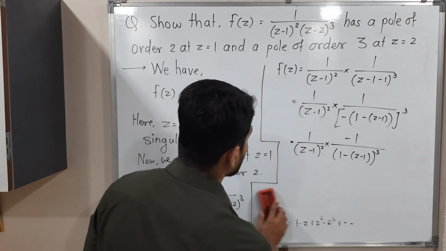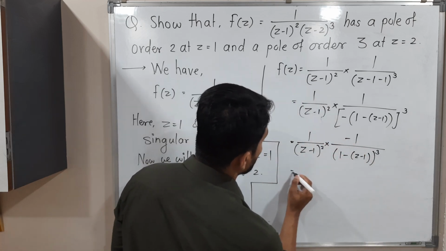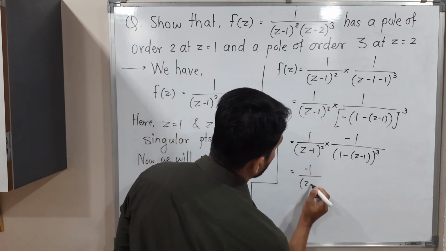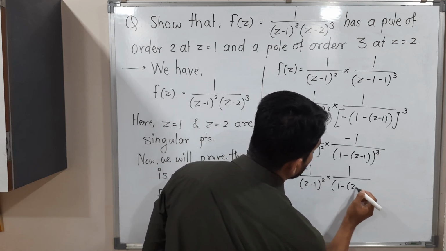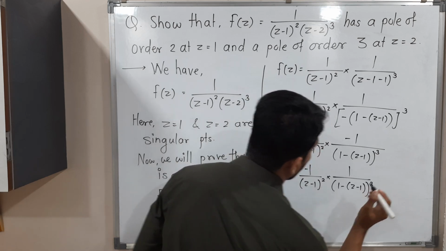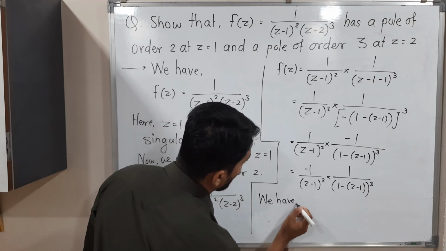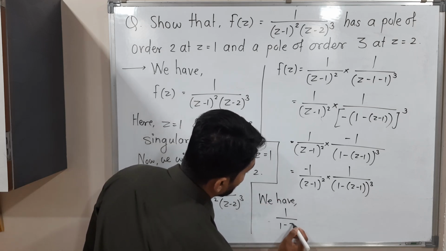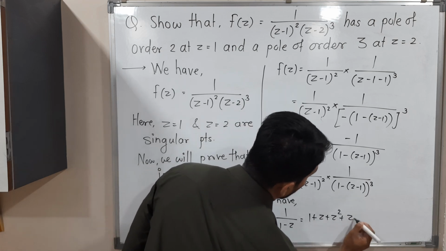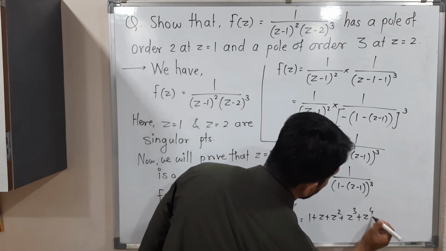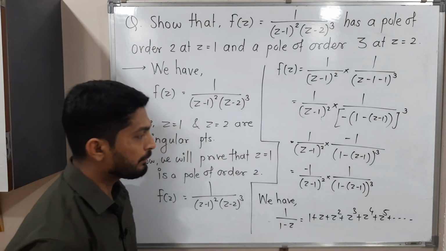Just a minute. Before that, I will take the minus sign here. So minus 1 upon (z minus 1) square into 1 upon (1 minus (z minus 1)) cube. What is the basic series we have? Let me write. We have 1 upon 1 minus z equals 1 plus z plus z square plus z cube plus z raised to 4 plus z raised to 5 plus and so on. So we are familiar with this series.